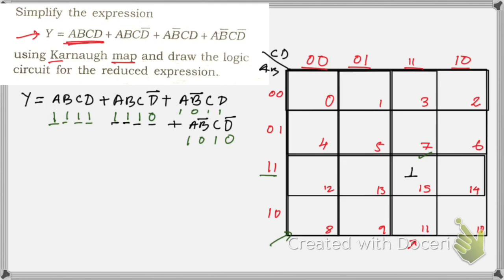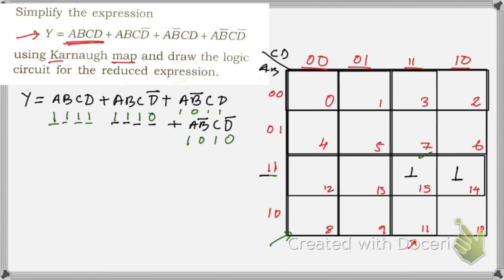Now A B C and D complement, this is A, then this is B, then this is C, and this is D complement. This is A B C and D complement. So then its corresponding block is this, right? Put here 1. Okay, so similarly, just wait.